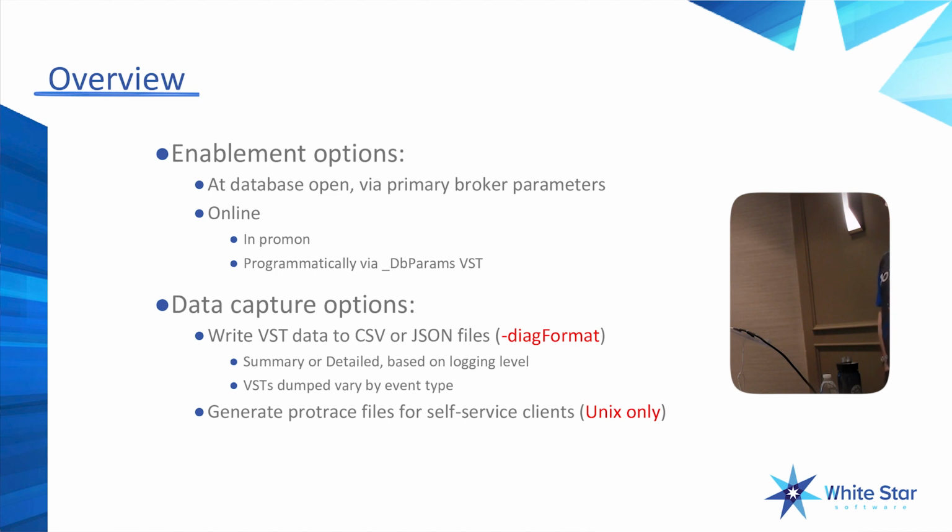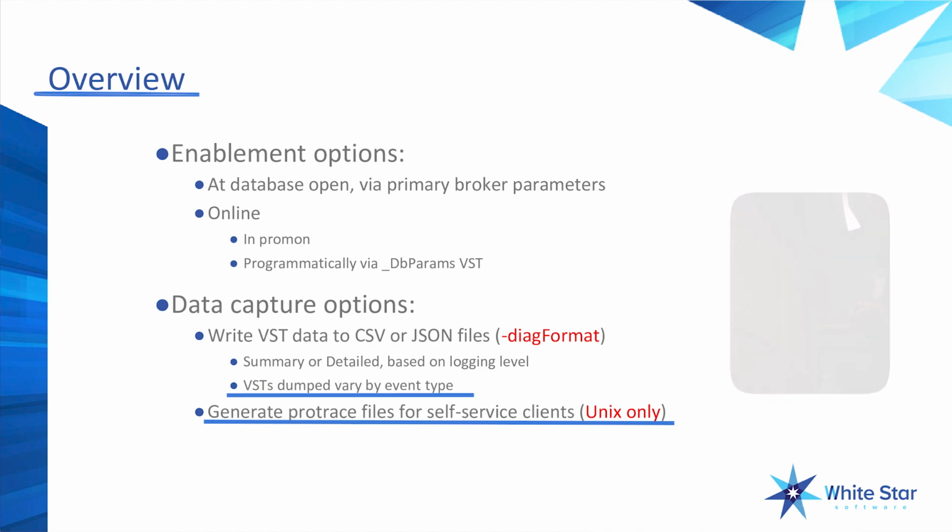So you can specify a level of detail. You can either get summary information, which is basically info from one VST, and which one it is depends on the event type, as we'll see, or detailed, which is that VST for summary plus other VSTs as well. And as I said, which ones you get depends on what the event type is. You also have the option on Unix of generating ProTrace files for self-service clients. Be careful about using this feature if you have lots of users, and we'll talk about that more in the case study.